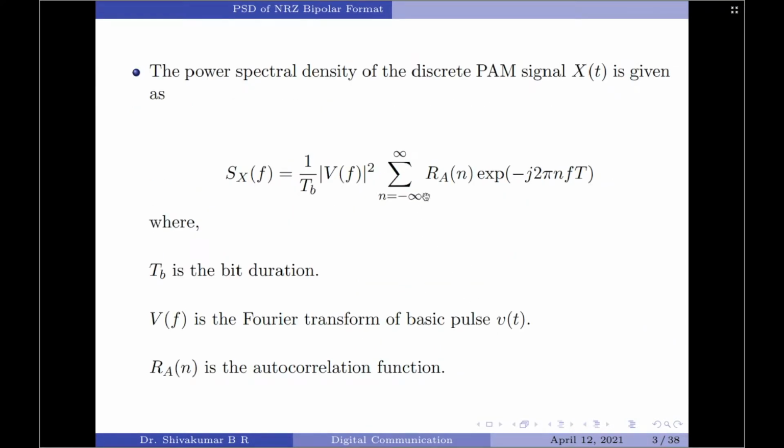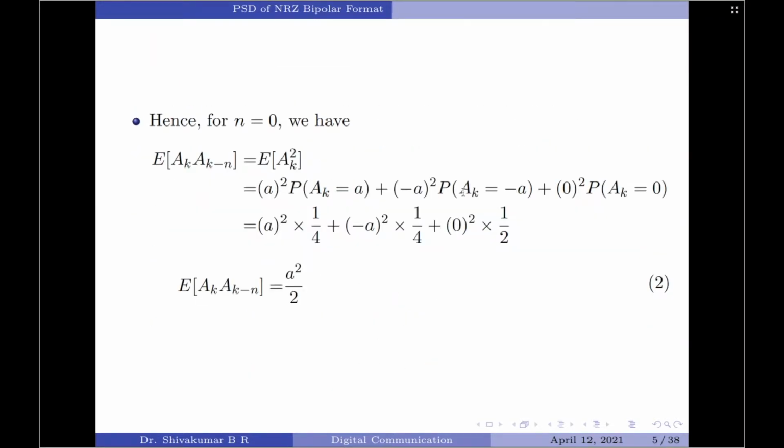Let us now start by finding the autocorrelation function Ra of n first, and the formula for the autocorrelation function is given by the expectation of Ak into A of k minus n. Let us start by assuming n equals 0. Now when I substitute n equals 0 here, I will have the expectation of Ak into A of k minus n, which becomes Ak into A of k minus 0, which is Ak itself. So it will reduce to the expectation of Ak square.